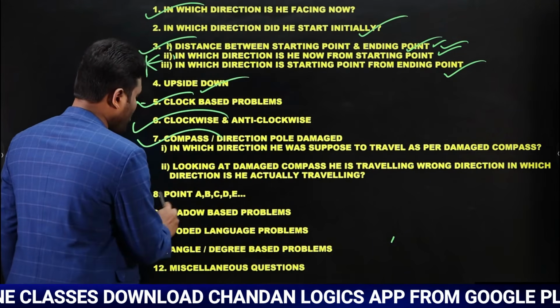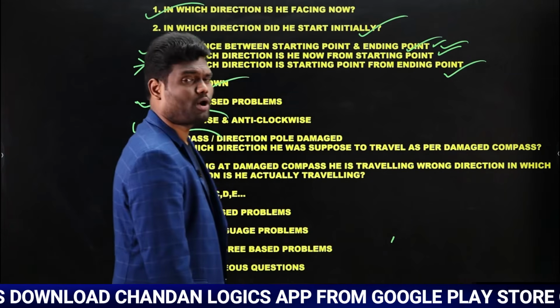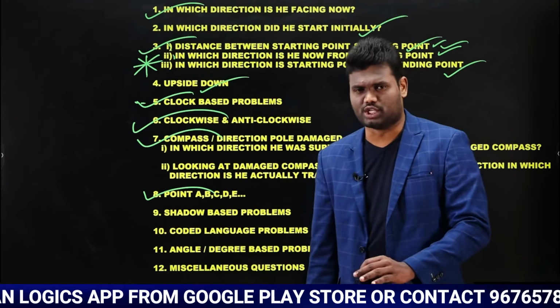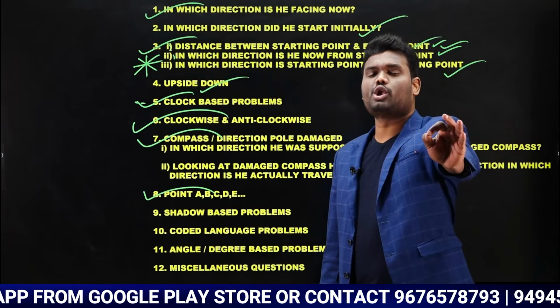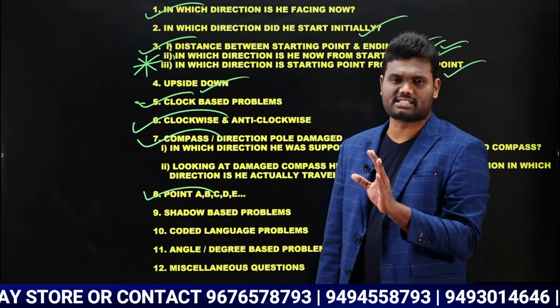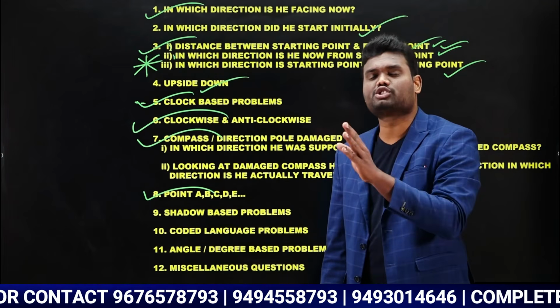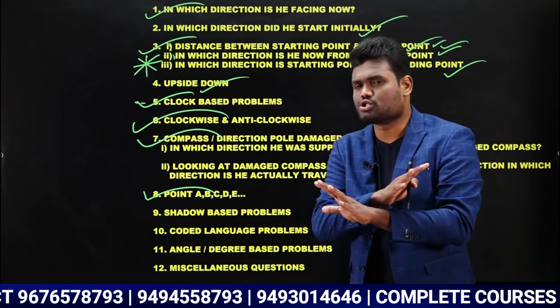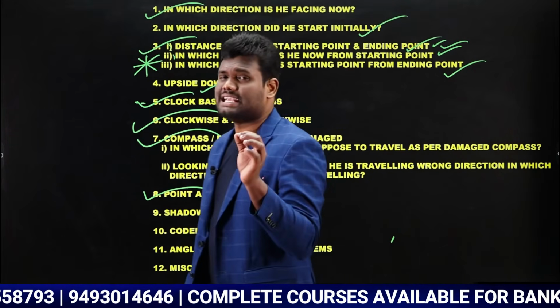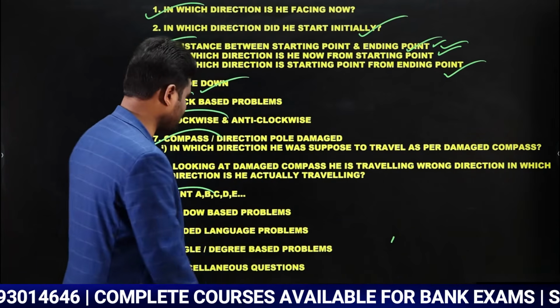Next, model number 8. They will ask questions in this way: Point X is to the north of point Y. Point Z is to the south of point X. Point F is to the east of point Y. The questions go on in this way. These are model number 8. Even these types of questions are going to come in examinations.